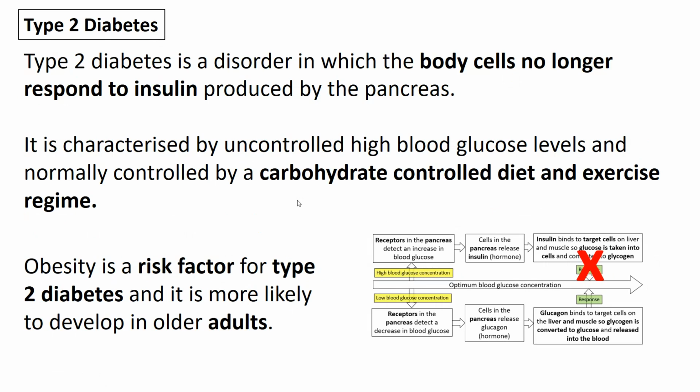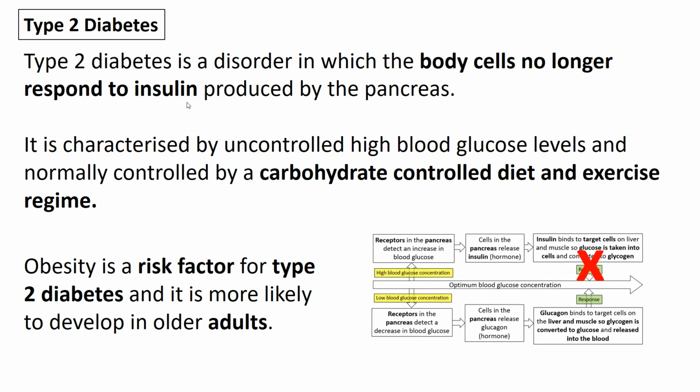Type 2 diabetes, on the other hand, is different. You can see this pathway here. It's not the pancreas being unable to make insulin. It's the fact that your cells don't respond to that insulin properly. So it's a disorder where the body cells no longer respond to insulin, even though insulin is being made by the pancreas. Again, the symptoms would be high blood glucose levels, and you can normally control type 2 diabetes by controlling the carbohydrate intake that you have.